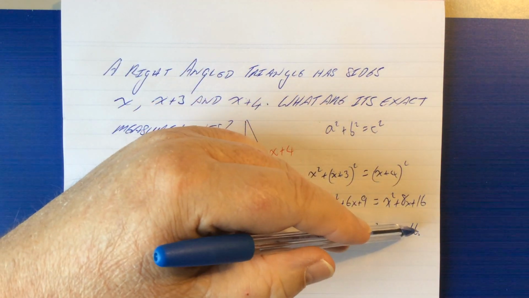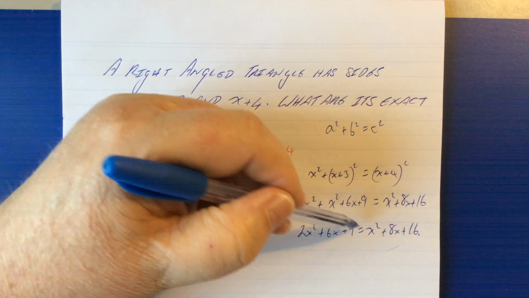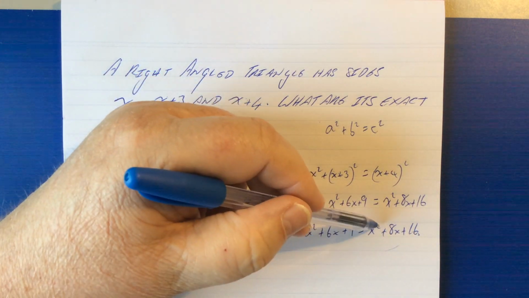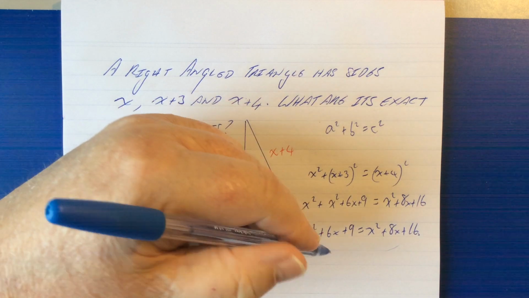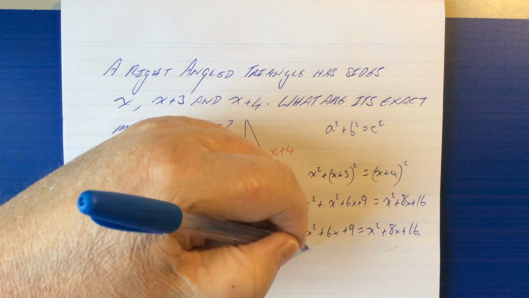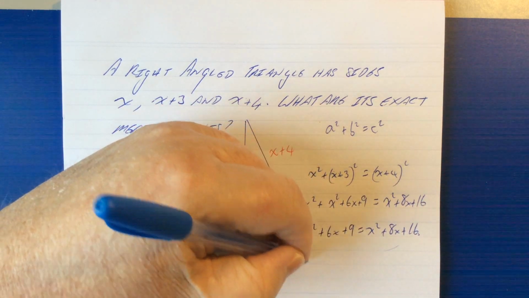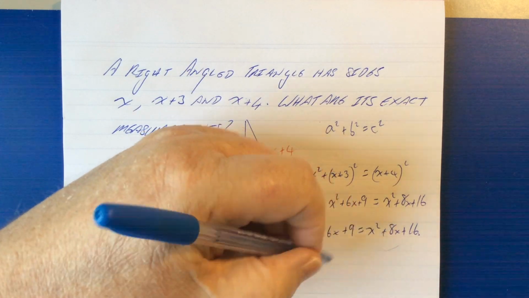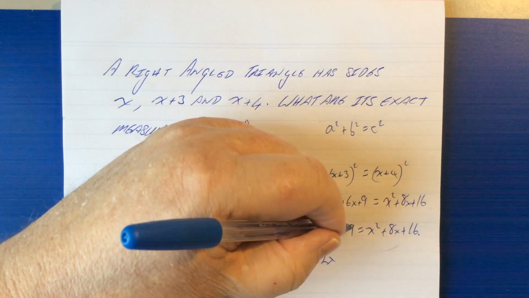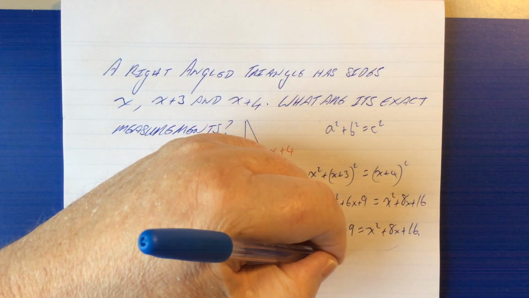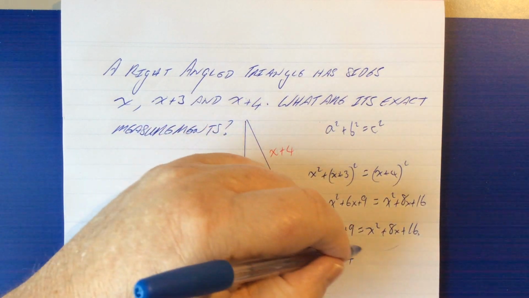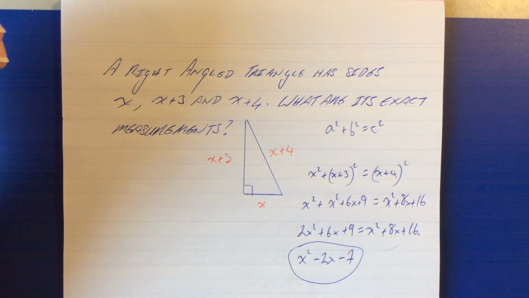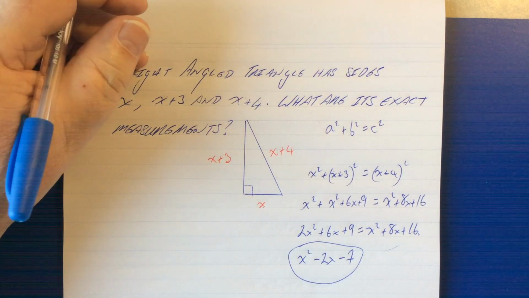Now, what we want is we want everything on this side of the equation, and we want a nice round 0 here. So, tidying this up, 2x squared minus x squared gives me x squared, 6x minus 8x is minus 2x, 9 minus 16 gives me negative 7. We need to solve that equation for x.